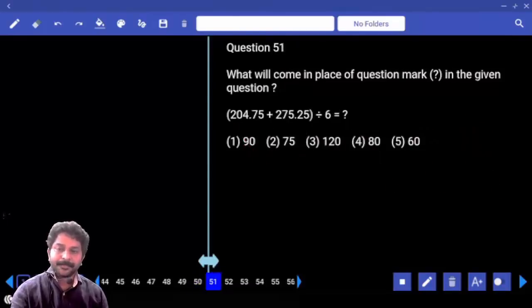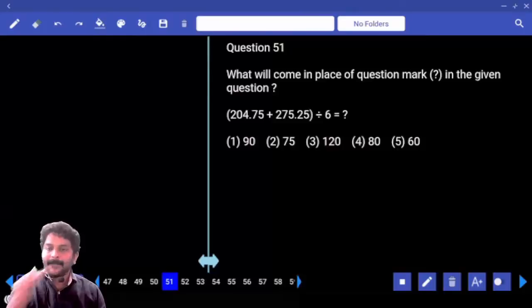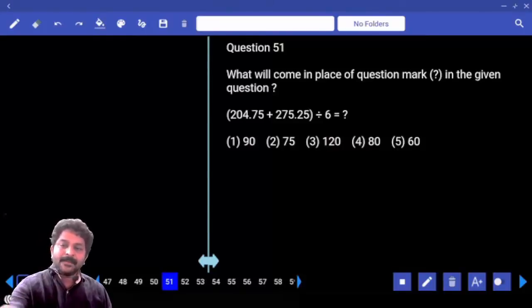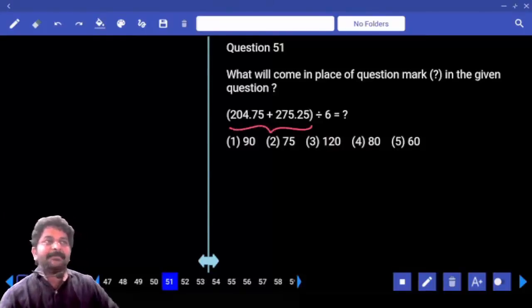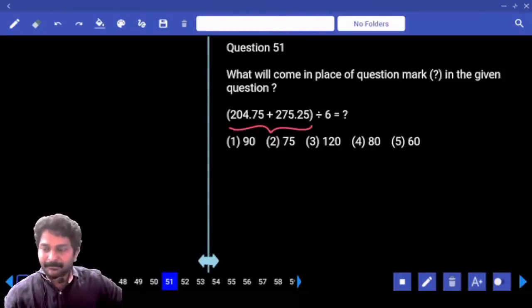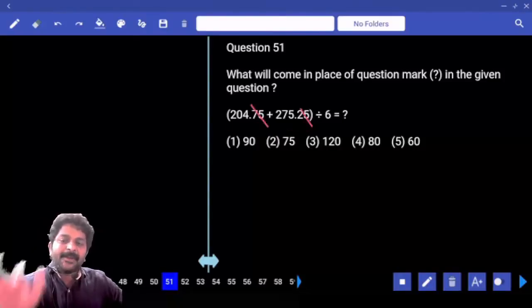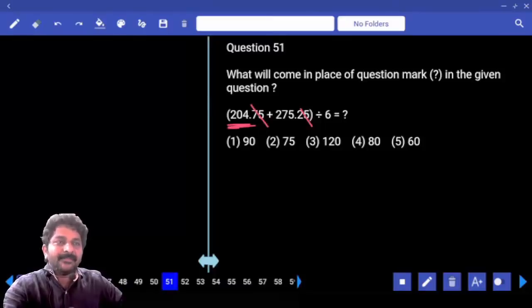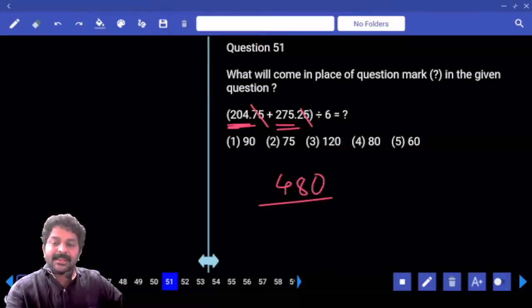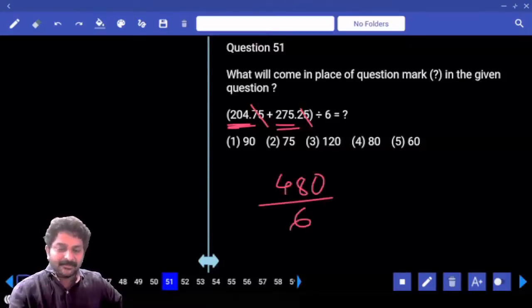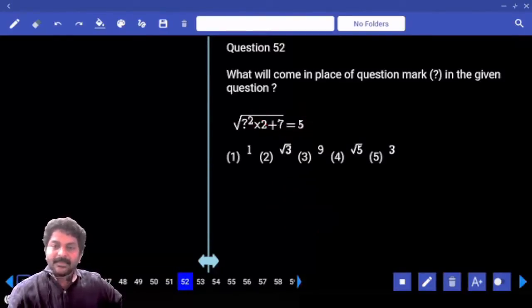Over, right. Now first we have to complete the number inside the bracket. Simple rule. 0.75, 0.25, 1 added to this. This becomes 205. 205 plus 275, 480 divided by 6. Fourth option. Next.